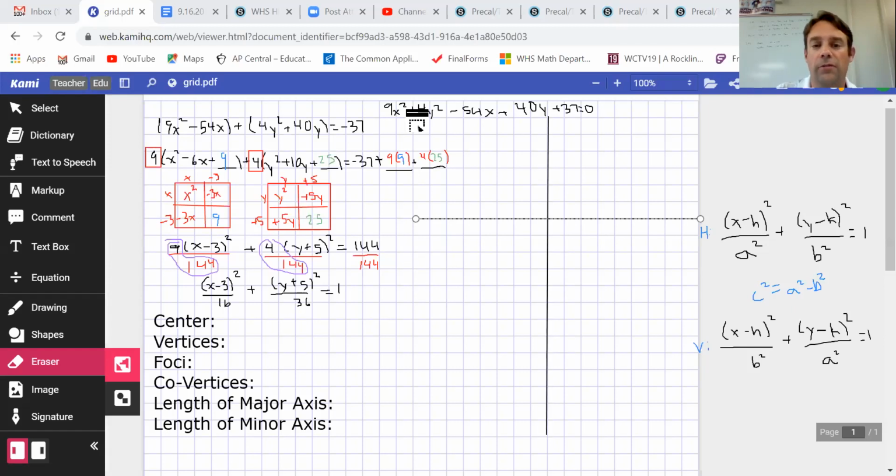All right, let's see how we did here, friends. Let's see how we did. Our center, opposite of x, so negative 3 is a positive 3. Positive 5 is a negative 5. So we're going to go ahead and put our center out here. So 3, 1, 2, 3, 4, and 5. 3, negative 5.